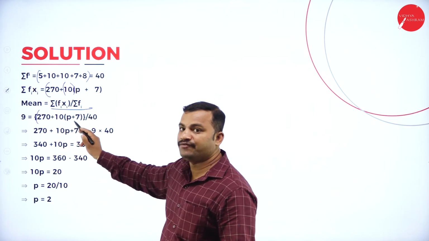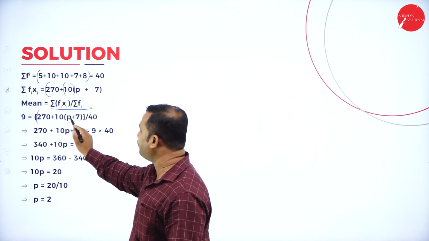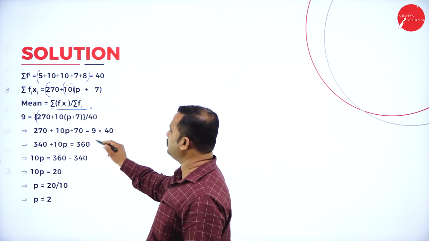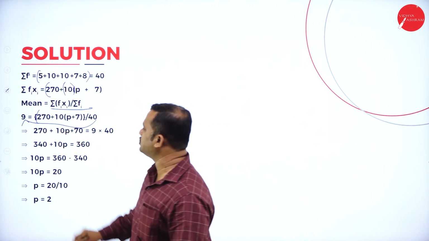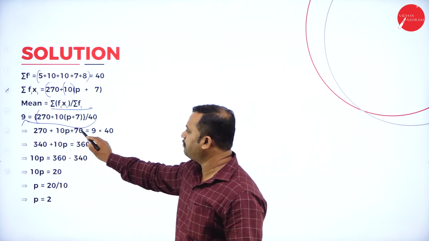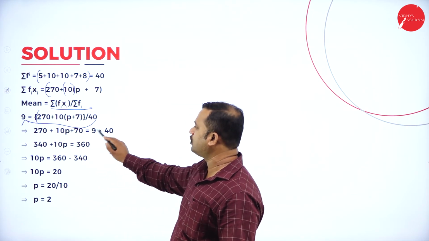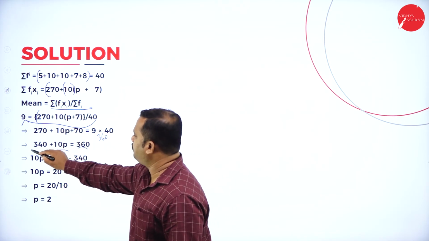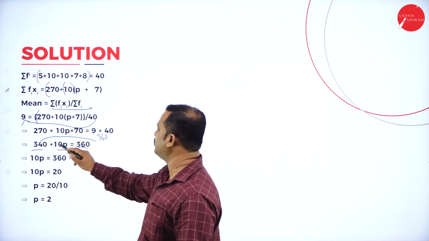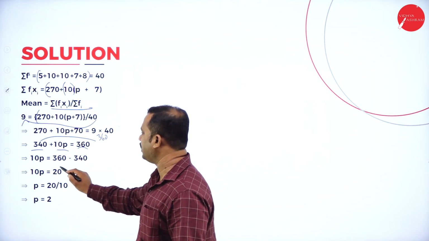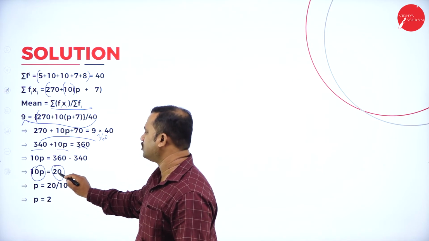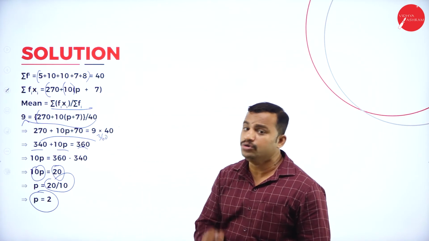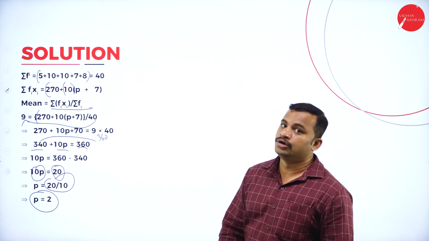Then 270. I will further simplify this equation. That is 10P plus 10 into 7, that is 70, is equal to 9 into 40. That means I am multiplying this with this. Then 270 plus 10P plus 70 is equal to 9 into 40. 4 9s are 36, that is 360. We have the term here, 10P plus 340. Let me take this towards this side. That is 360 minus 340 is 20. That is 10P. P is equal to what? 20 divided by 10, which is equal to 2. So we have the constant term which is equal to 2. We have found the value of 2 here.